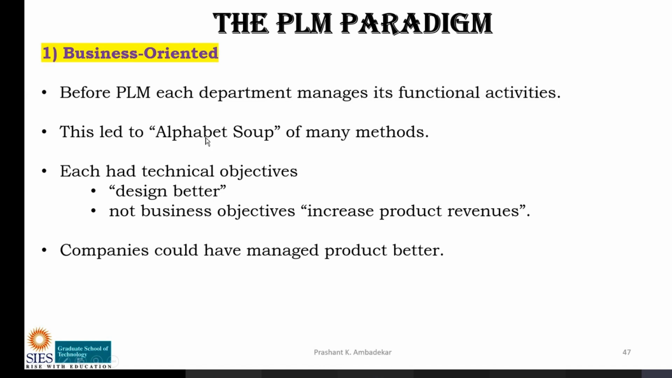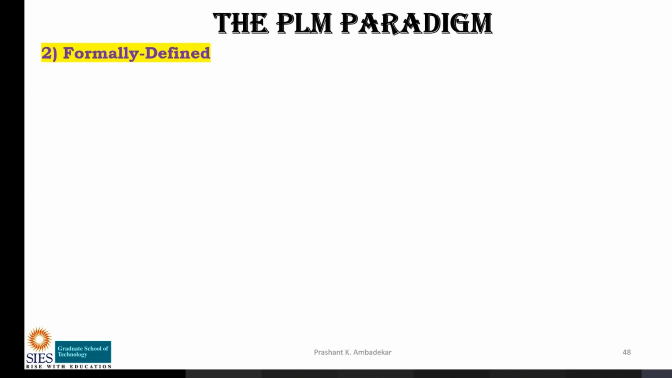PLM should be business oriented. Do whatever you want for business, improving business. Second is formally defined. PLM is formally defined. Everything is documented. If I explain in one sentence what formally defined means, it is well documented things. Everything is documented. Everything is known to everyone. There are manuals. There are guidelines. There are rubrics for each and every activity. Because of that, everyone knows, people are also trained, people know what exactly PLM is.